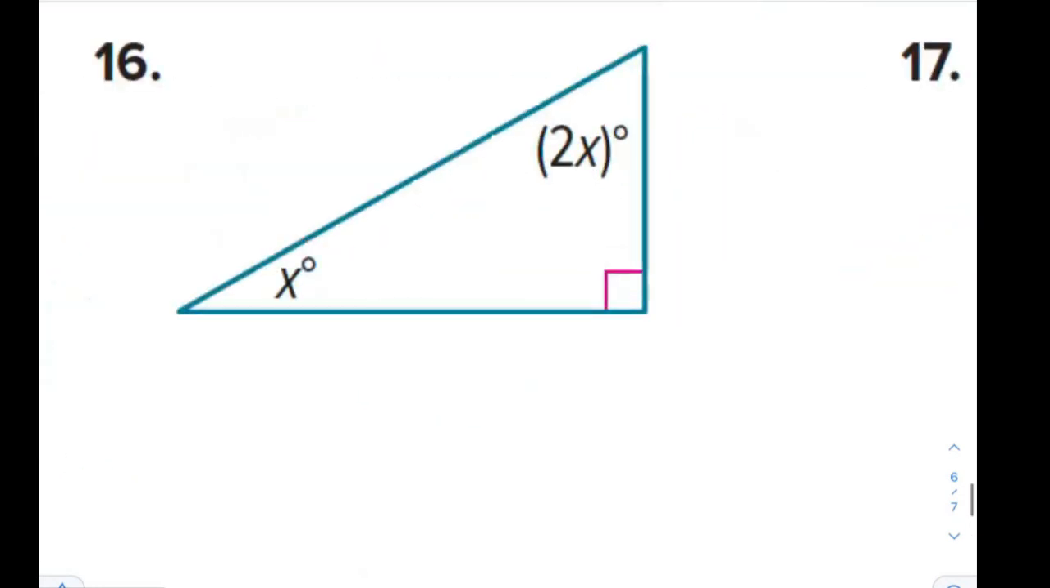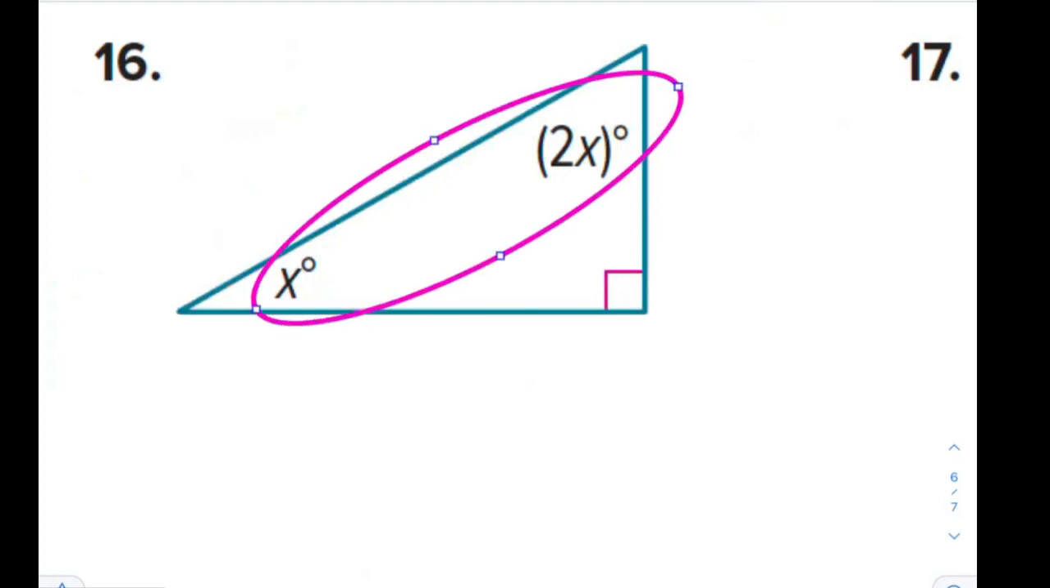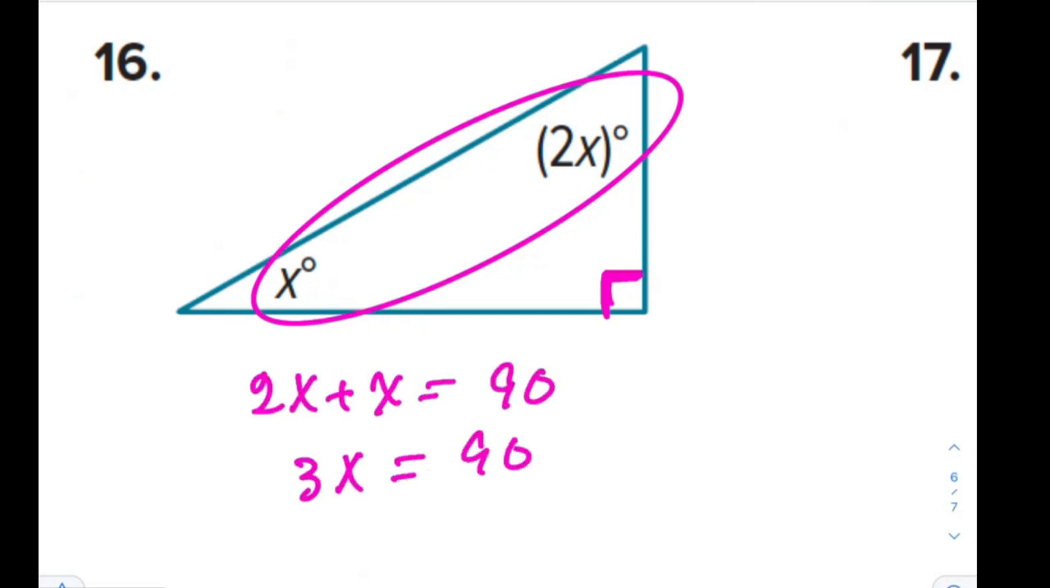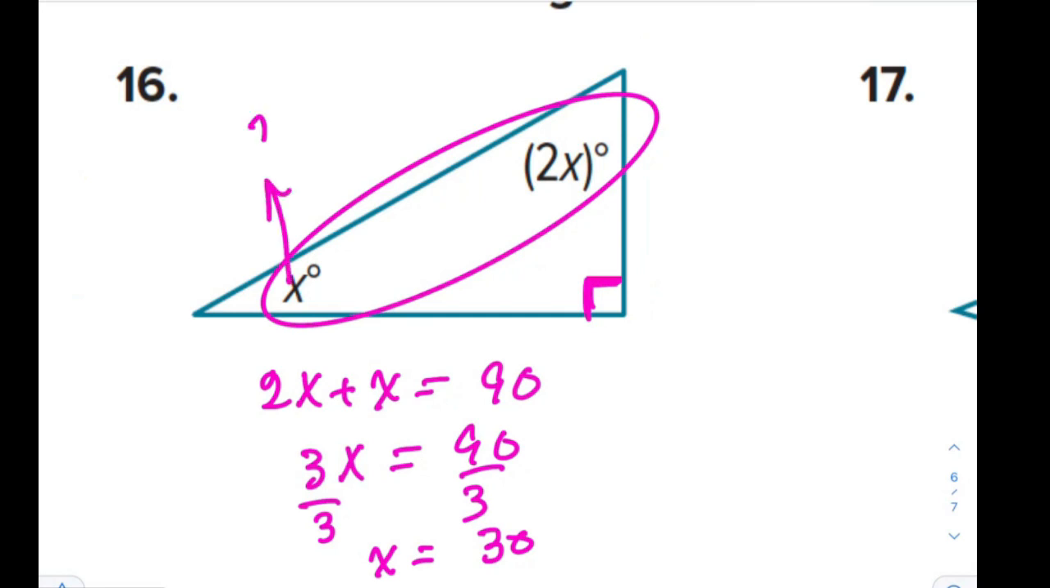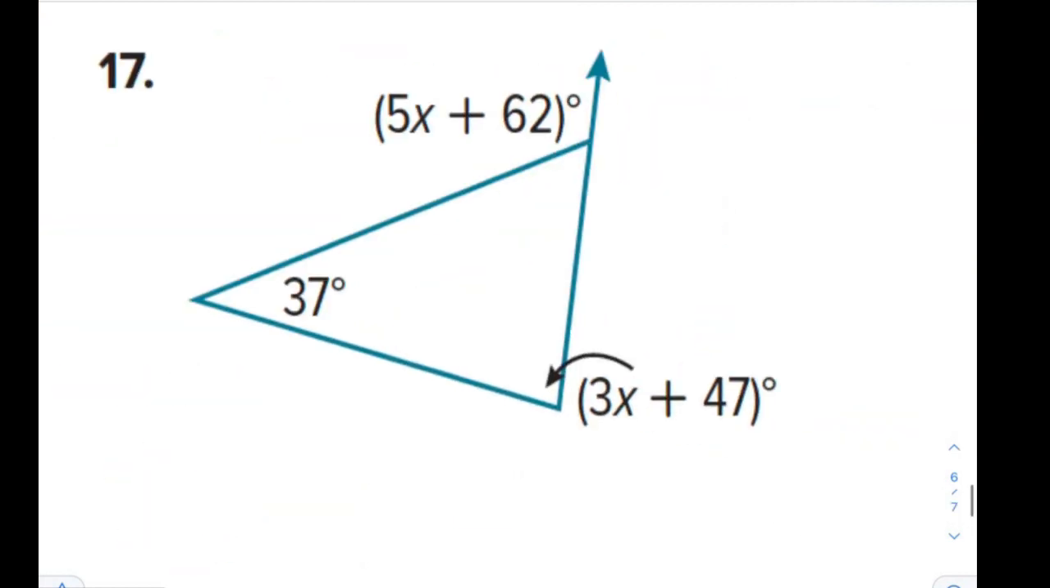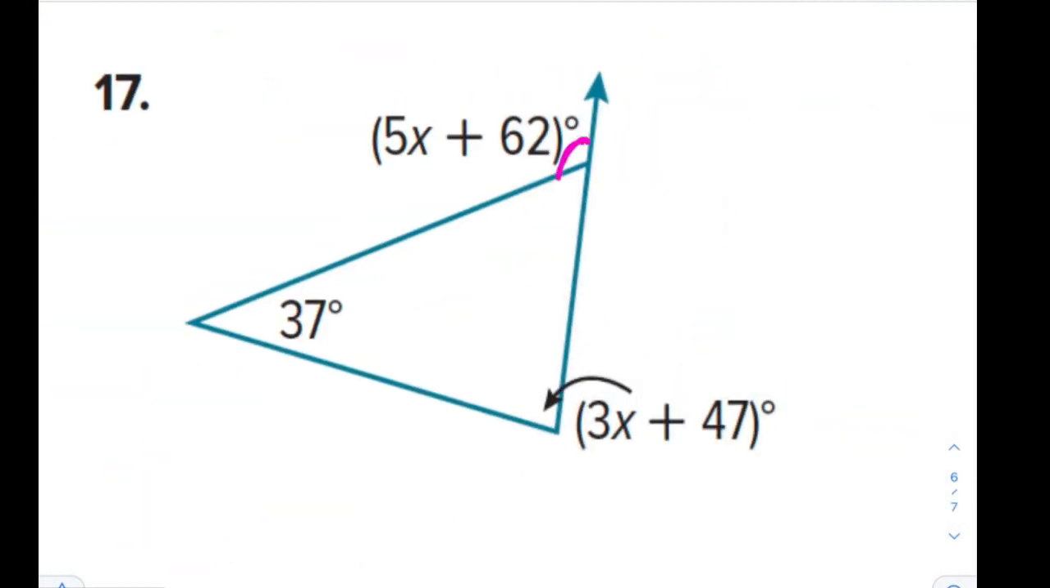Very quick. Now these have a sum of 90. Why? Because this is 90, so the remaining have a sum of 90. So 2x plus x is 90. 3x is 90. So x is 30. And when you replace, this will be 30, and this will be 2 times 30, 60 directly.